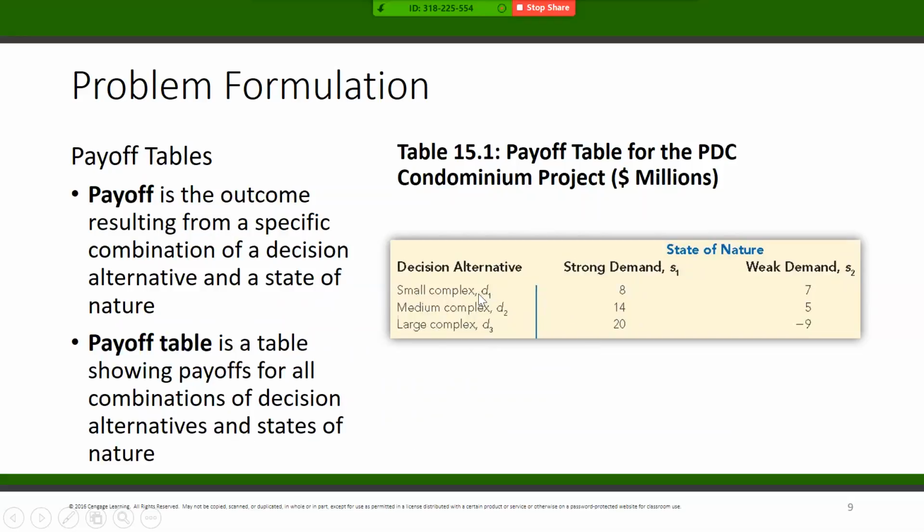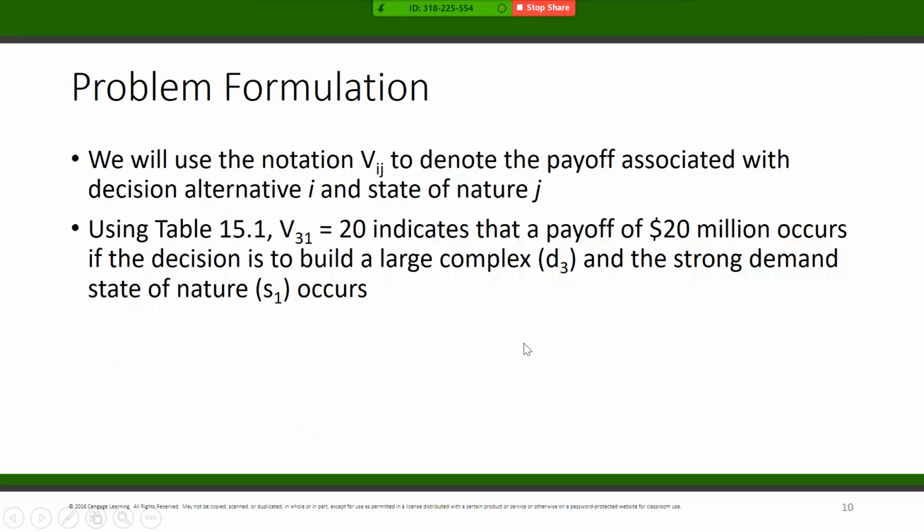So for a small complex, D1, and strong demand, we have 8. That's going to be basically our payoff. And then we have 14, 20, 7, 5, and -9. And so those are all of our payoffs, okay? And these are in millions of dollars too, by the way.